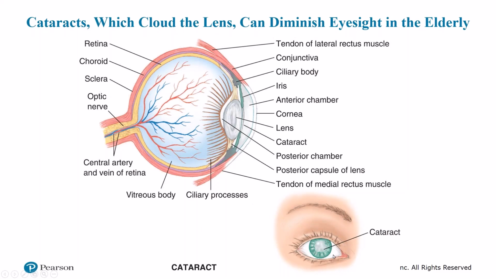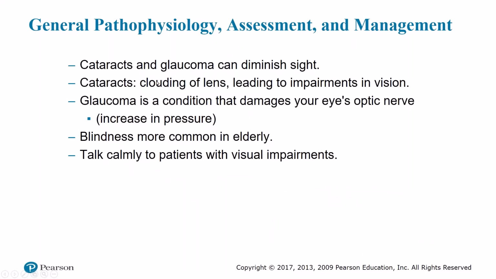What is a cataract versus what is glaucoma? Both of these conditions diminish the overall sight of the patient, almost to the point where they can become legally blind.